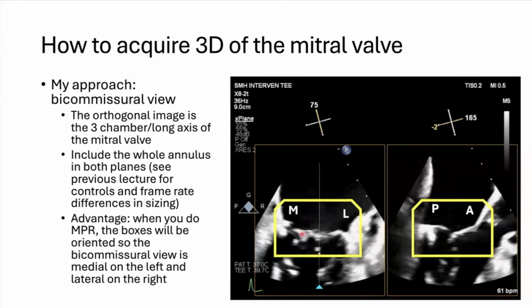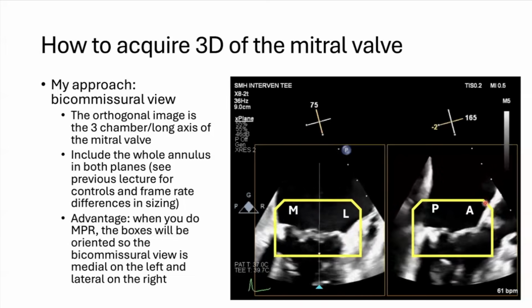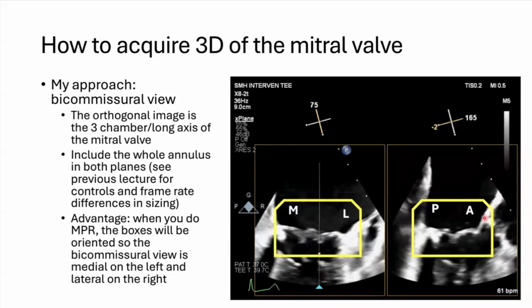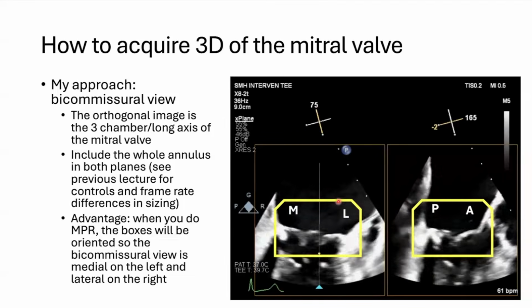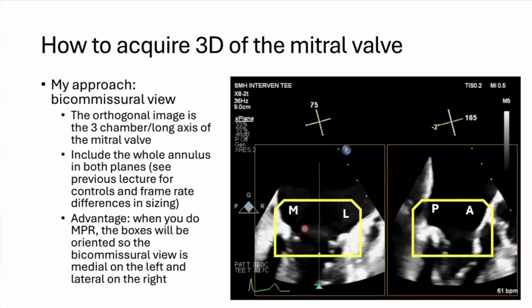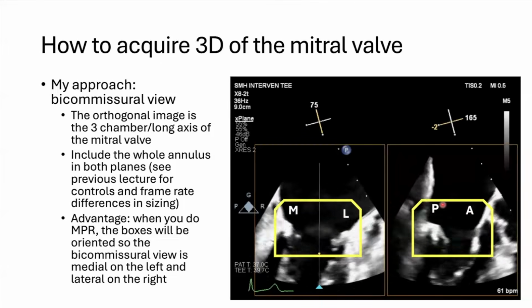I like this view because you see the whole of the annulus. You can make your box as big as it needs to be to capture the valve in whole. You also get a little bit of the aorta, which is helpful for orienting. And then when you do multiplanar reconstruction, which we'll talk about in a few minutes, this will put your bicommissural view in the green box and your grasping view in the red box.